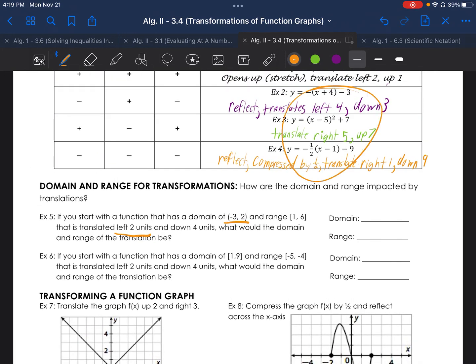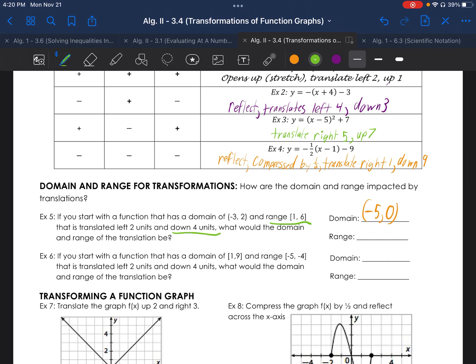So this isn't opposite stuff like we had up here. That's only for the actual equation. This is for how it looks at the end, or how it affects the domain, the outcome of things here. So for the actual domain, instead of being negative 3 comma 2, we'll take those and subtract 2 because it's left 2. So it'll be negative 5 comma 0. And you do parentheses because there were parentheses before.